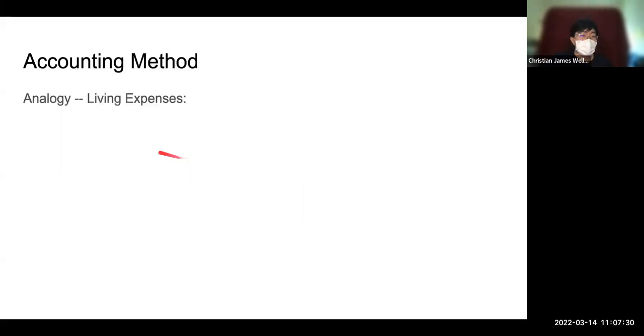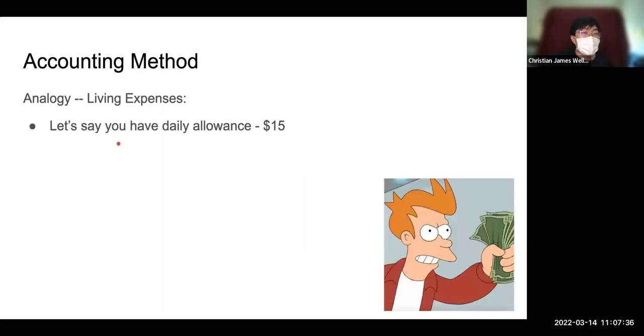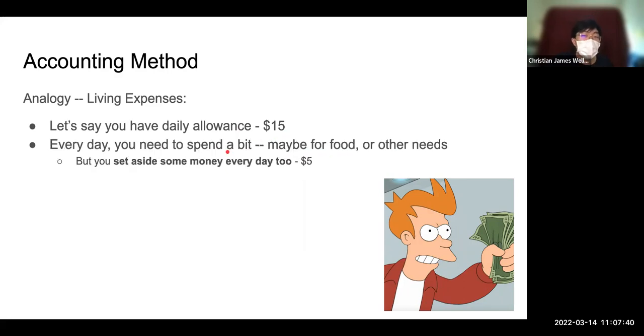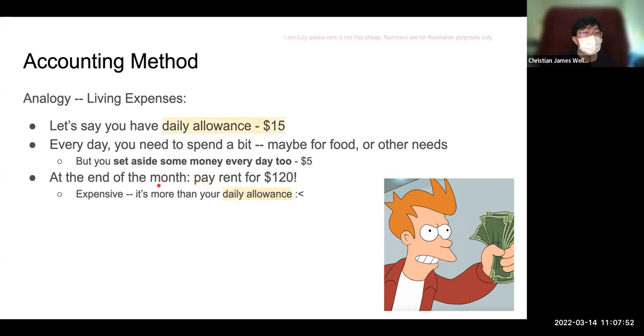The analogy is kind of like living expenses. Let's say you have a daily allowance of $15. Then every day, maybe you need to spend a bit, maybe for your food or for other needs. So you set aside some money every day just to spend on this food or your other needs. Let's say $5. So at the end of the month, you have to pay rent for, let's say, $120. And I'm aware rent is not this cheap. Let's just say, for example.